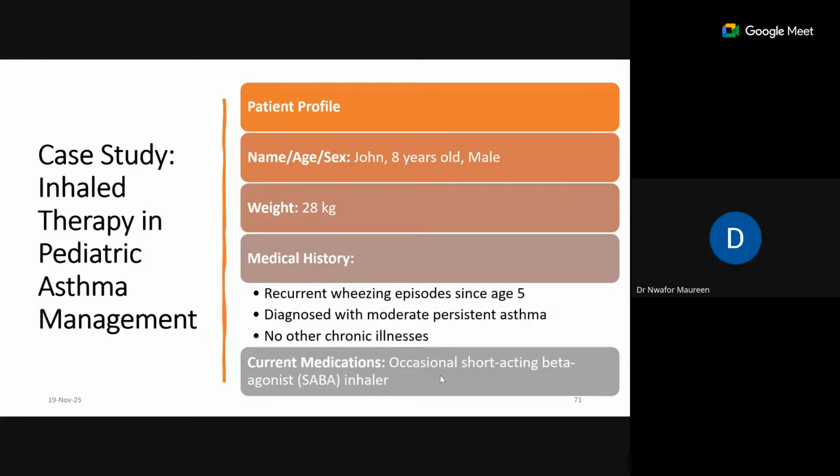Go ahead. I think you should be rounding up. You should be rounding up, Dr. Waf, because it's already past 8. Okay, beautiful, thank you. Let me just go through the case study.